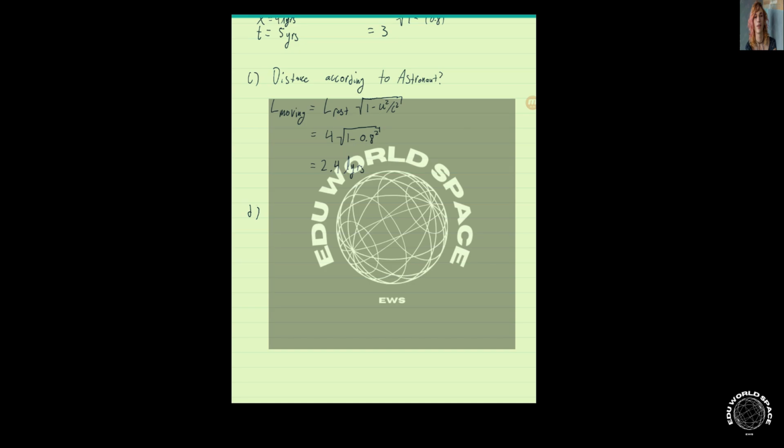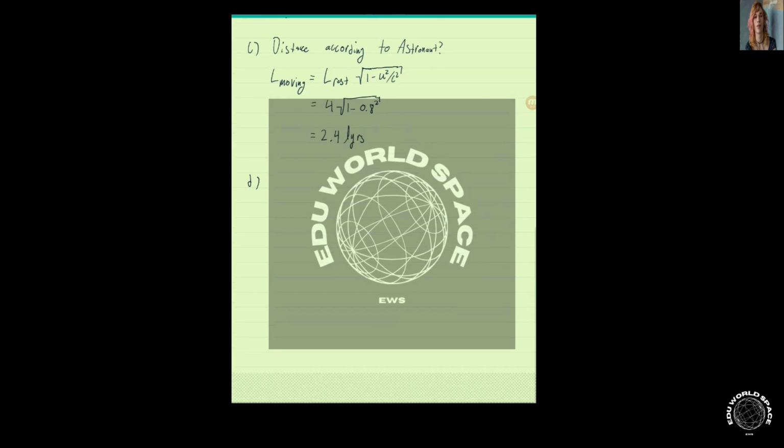Now for part D, we're told that there is a radio signal sent from Earth to the starship every 6 months as measured by a clock on Earth. What is the time interval between reception of one of these signals and reception of the next signal aboard the starship?